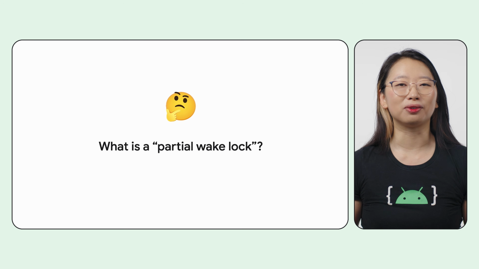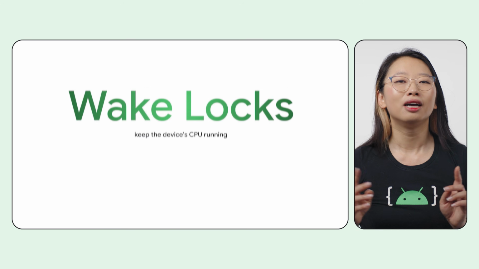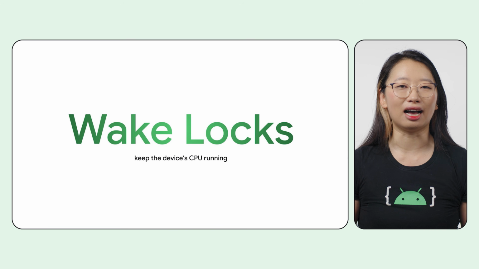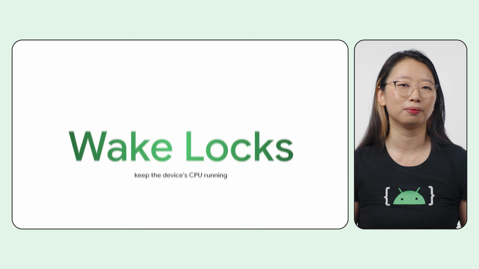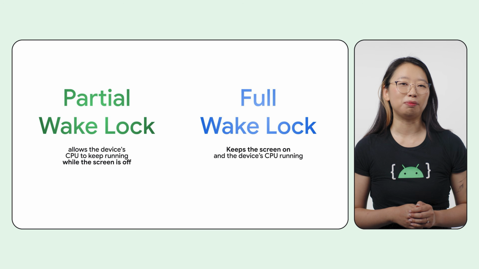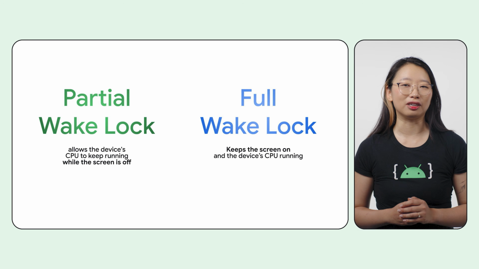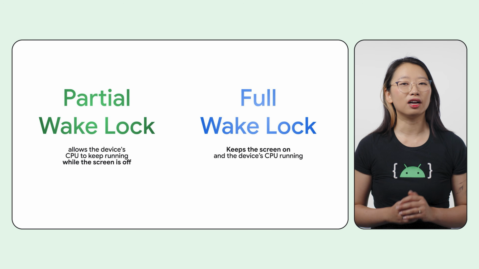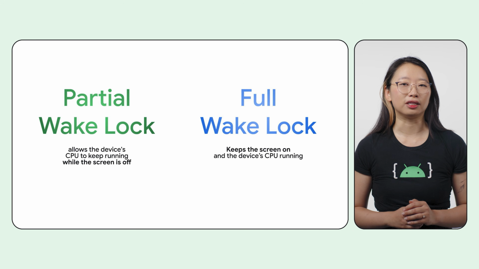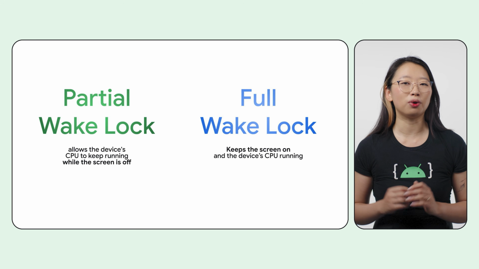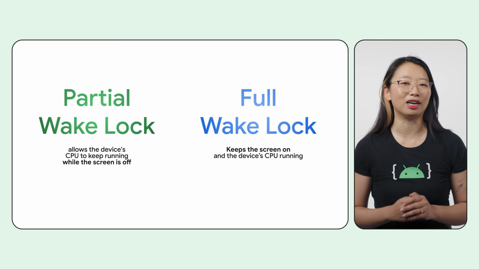Now, you may be wondering, what is a partial wake lock? A wake lock is a mechanism that allows an app to keep the device's CPU running even if the user is not actively interacting with it. A partial wake lock allows the CPU to keep running despite the screen being off. A full wake lock, however, keeps the screen on as well. If partial wake locks are used excessively or improperly, they can lead to significant battery drain.